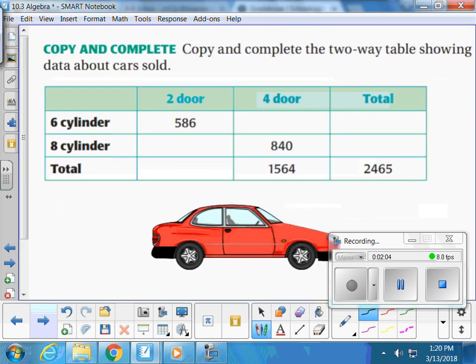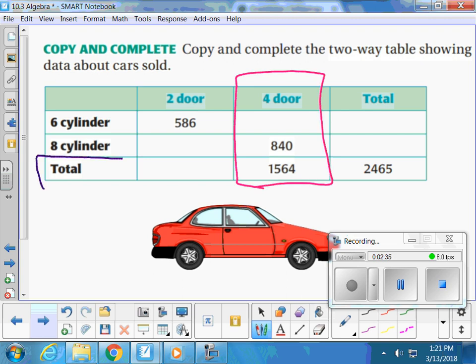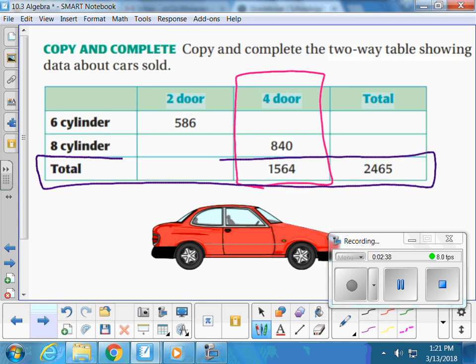All right, here's our first one where we have some entries missing. In this particular example, we're talking about 2-door cars and 4-door cars, and which ones have 6-cylinder engines and which ones have 8-cylinder engines. So my advice would be look for a row or a column. Actually, rows go horizontally, columns go up and down. But look for either a row or a column where you know 2 of the 3 entries. So you can either start here in the 4-door column and find that missing entry, or you could start in the total row and find this missing entry. How do you guys want to do it? Totally up to you. Doesn't matter.